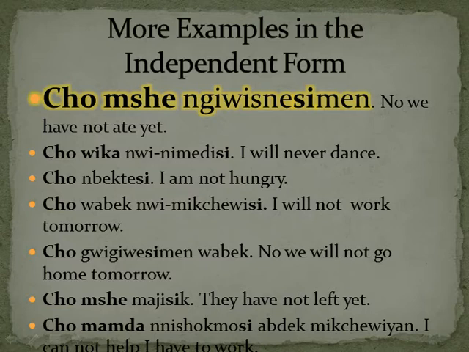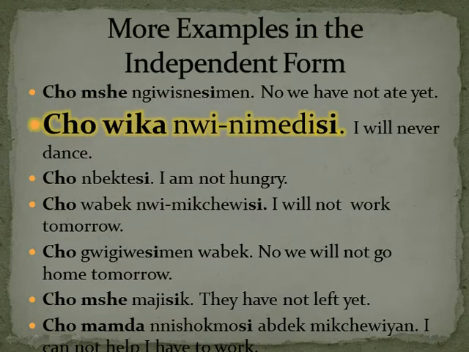Now some more examples. Chomshe nagi wisnasiman. No, we haven't eaten yet. Again, the cho and the C is there for indicating negative. And again, the C is inside of the men, the we. Chowika nui nimedi si. I'm never going to dance.